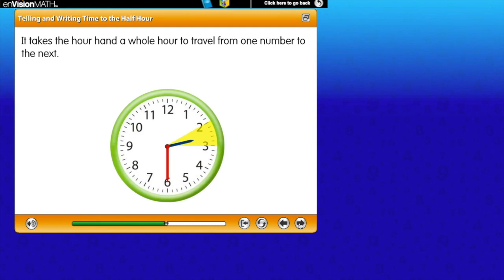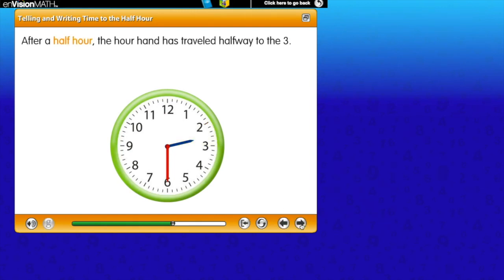It takes the hour hand a whole hour to travel from one number to the next. So, if talking about time and talking about 1 whole hour, if my clock started at 2 o'clock and I waited the whole 60 minutes, meaning my red hand went all the way around, it would take that 60 minutes to go from the 2 to the 3. Now, when I don't go the full way around the clock and I only go halfway, you can see that that hour hand is working towards the number 3 to almost be 3 o'clock, but it's not quite there yet. It's in between those two numbers.